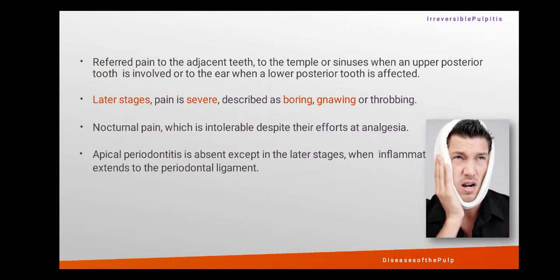Referred pain to the adjacent tooth, to the temple or sinuses when an upper posterior tooth is involved, or to the ear when a lower posterior tooth is involved. In later stages, pain is severe, described as boring, gnawing, or throbbing. Nocturnal pain, which is intolerable despite their efforts at analgesia. Apical periodontitis is absent except in later stages when inflammation extends to the periodontal ligament.